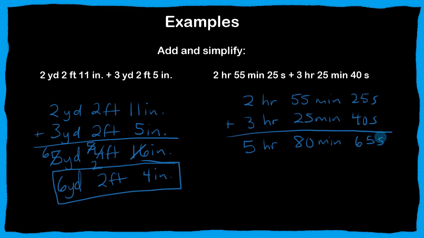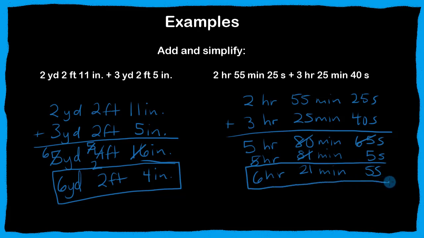So we can exchange 60 seconds for an extra minute, right? So we'll change this to 81. This becomes 5 because we took 60 of our seconds and exchanged them for a minute. So now we have 5 hours, 81 minutes, 5 seconds. We can actually take 60 of our minutes away and exchange them for an extra hour. So now we've got 6 hours, 21 minutes, and 5 seconds. So that would be our final answer. Adding these two times together, we get 6 hours, 21 minutes, and 5 seconds.